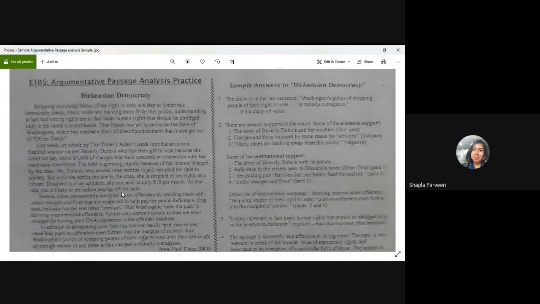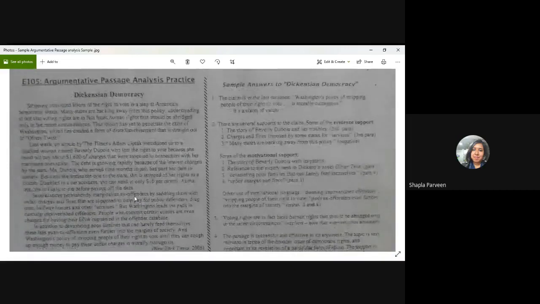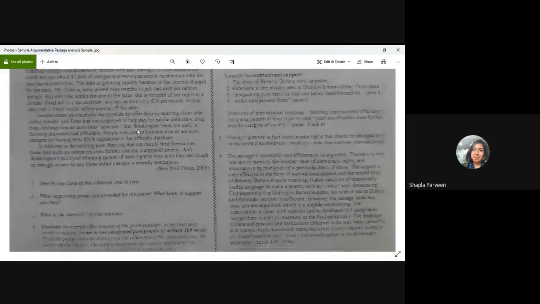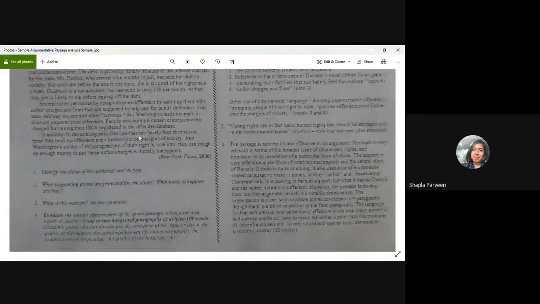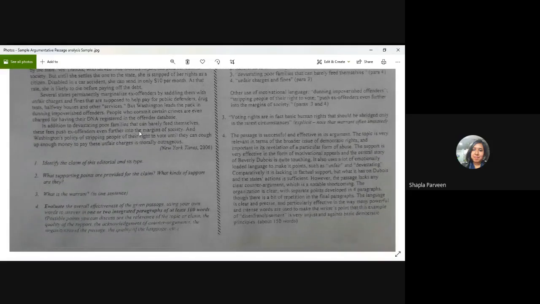So you'll be given a passage like this, which will consist of a few paragraphs, and then there are 4 questions that you have to answer. The first question will be: identify the claim of this editorial and its type. The claim is basically the writer's own viewpoint. It's more like a thesis statement. We had done the claim statements. Remember, there are 3 different types of claim statements. Do you remember? What are the 3 claims?